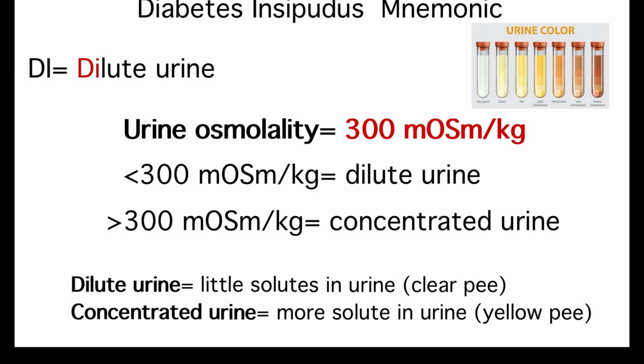So what does dilute urine or concentrated urine mean? Dilute urine means there's little solute in the urine, so that is clear pee, so it's less concentrated and more water. And concentrated urine means there's more solute in the urine, that means it's yellow pee, so it's concentrated. So remember the number 300. When you have your labs and you see the urine that's less than 300, that means it's dilute urine, and if it's greater than 300, that means it's concentrated urine.